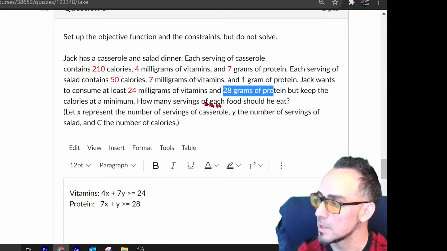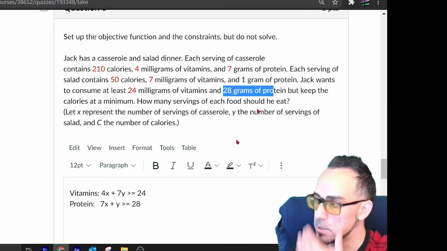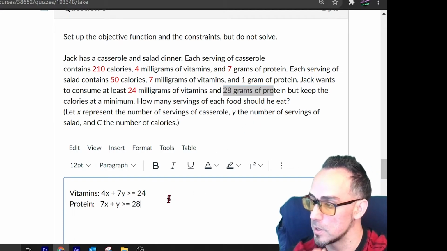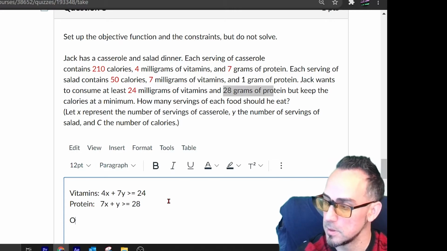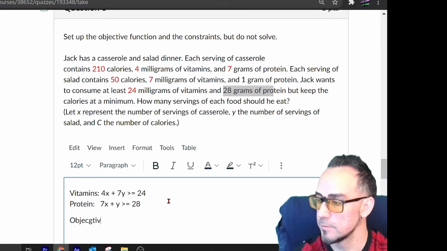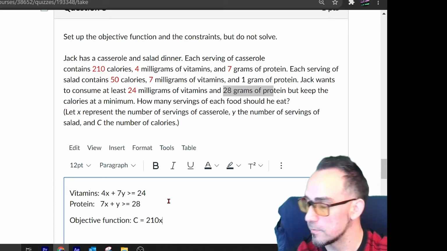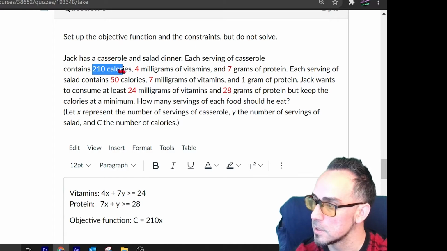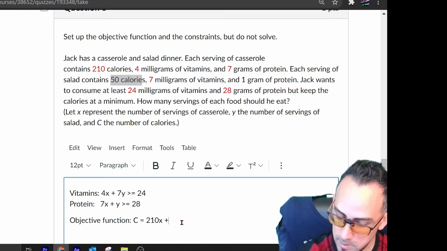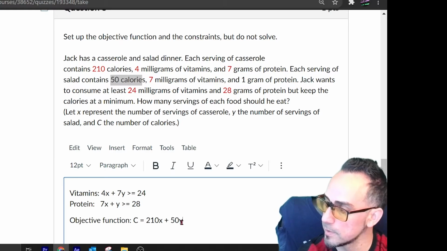Cool. Lastly, we need to do something with the calories. That will be our objective function. Well, we can use C equals 210x, because I see 210 for the calories. I also see, what do I see for the salad? 50. Cool, so plus 50y. Oh, I forgot one thing.